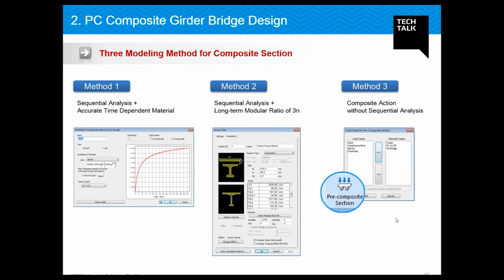The other way, the most simple way, is when I don't want to consider any construction stage analysis. In that case, we can simply specify which loading will be applied to the pure girder before composite action, by specifying the load which will be applied before composite action and after composite action. By doing so, the program can also consider this composite action. So all different ways MIDAS will support.